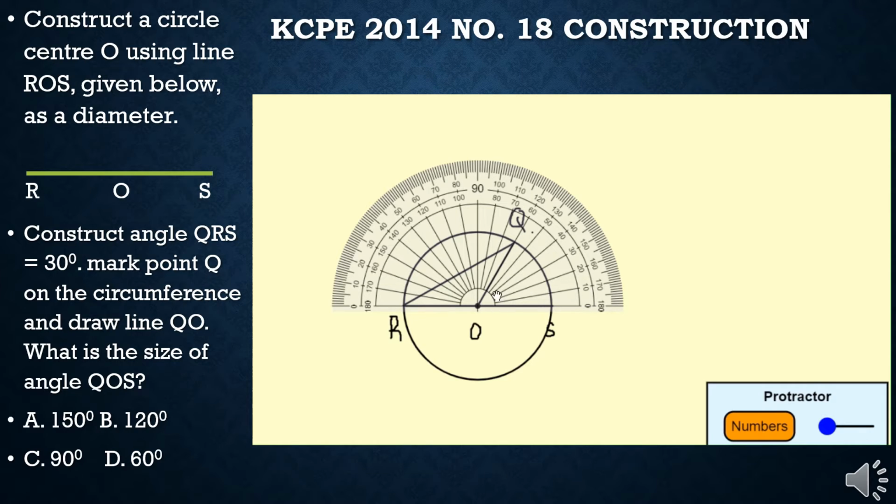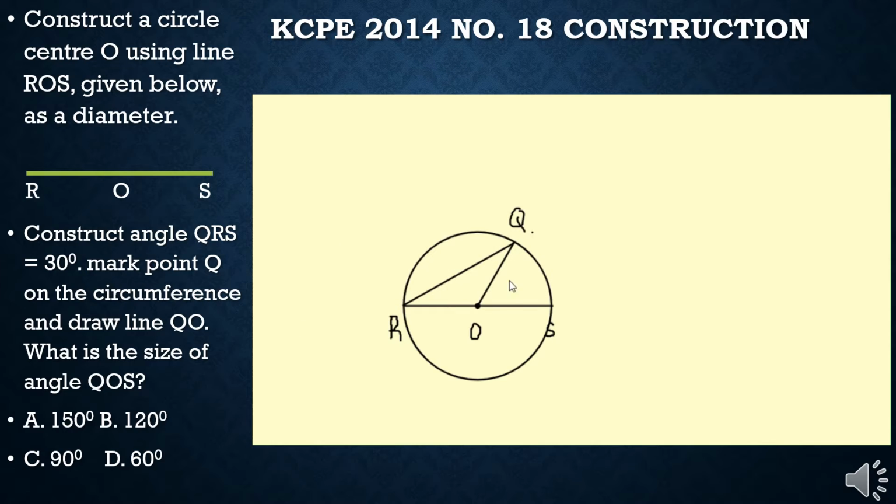And for those candidates who are not keen, they will be trapped by answer B, which says 120 degrees, because once I've placed my protractor, if I don't mind about the scale, the answer that comes straight is 120 degrees. So it is very important to make a judgment on the type of angle you are measuring before you measure, so that you don't use the wrong scale. So our answer is 60 degrees.